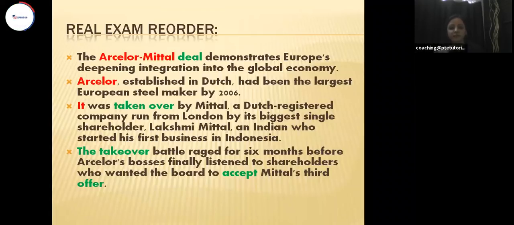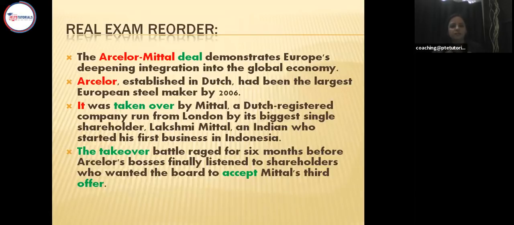It was taken over by Mittal. I'm not going to read the next line. After "taken over" is highlighted, this is my clue. After that I got the takeover. The takeover is the demonstrative one here. It will give me that, okay, Shruti, look over the previous word: take over, taken over.